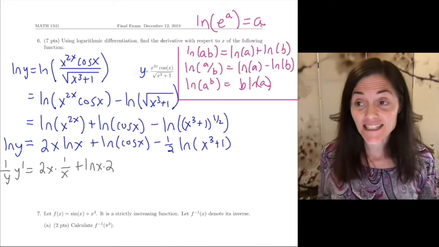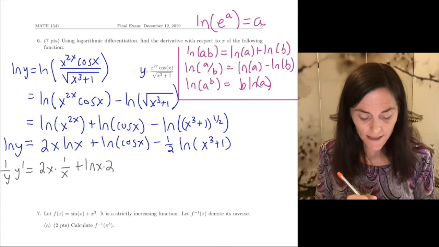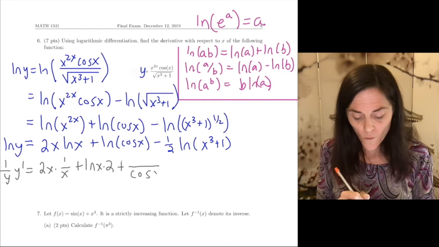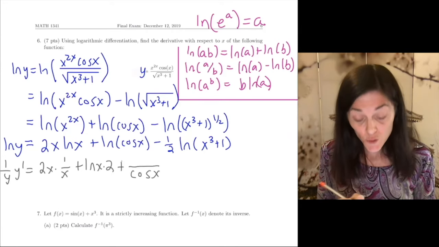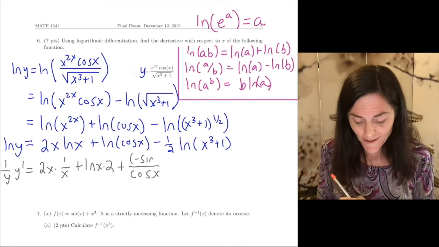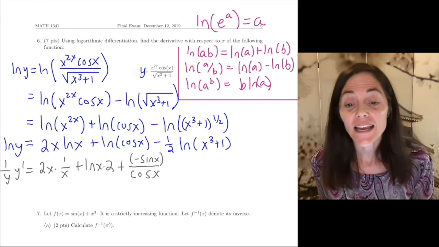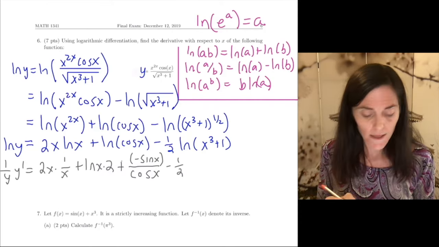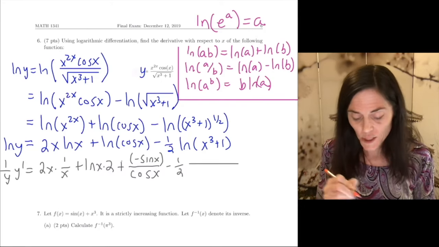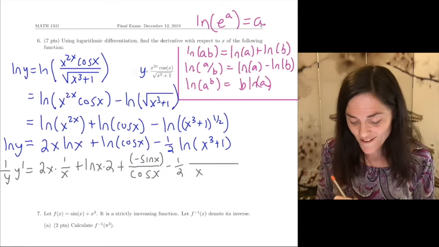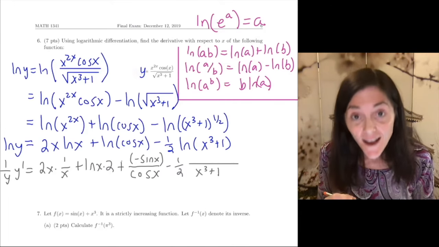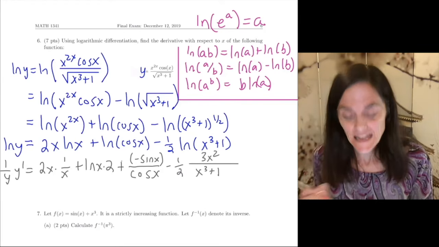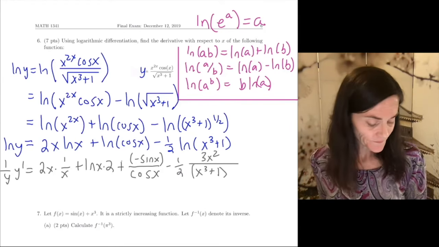Now, when I differentiate ln cosine of x, this is chain rule. We have 1 over cosine, and then times derivative of cosine is minus sine. Finally, this third term, we have the minus 1/2, but then this is chain rule, where we take 1 over x cubed plus 1 times 3x squared. Okay? Maybe I should put parentheses here.